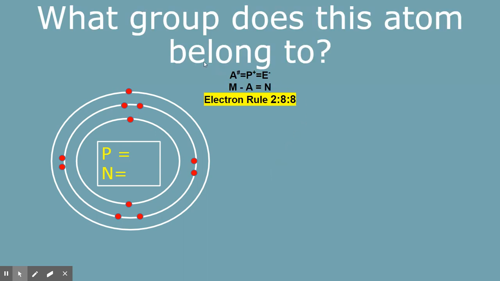Group, again, remember group is valence electrons. So there is only 1 valence electron in the outermost shell. So this element belongs in group number 1.